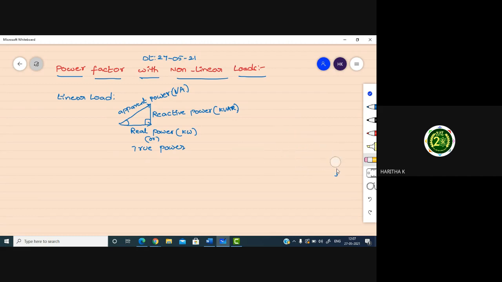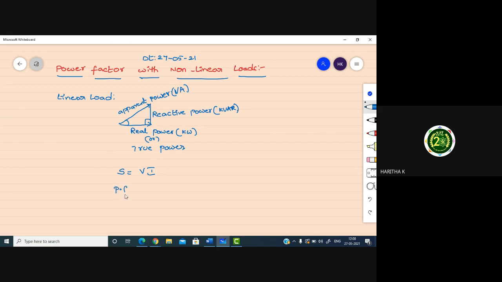This is about real power, reactive power, and apparent power. Whatever electrical energy you are taking is nothing but the apparent power, and it is a combination of true power and reactive power. True power is used to produce useful work, and reactive power is going to be a loss. So in case of linear loads, apparent power is denoted with the letter S. That S is equal to the product of voltage and current, VI, and it is a vector sum of real power and reactive power.